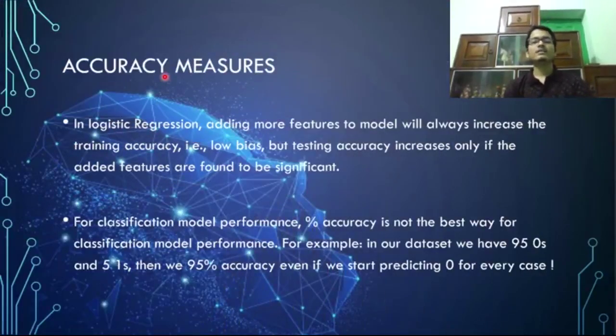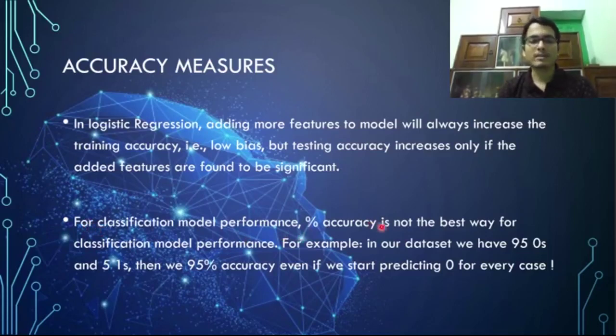So in logistic regression, adding more features to the model will always increase the training accuracy, that is low bias, but the testing accuracy increases only if the added features are found to be significant. This is a major thing which you need to keep in mind. For the classification model's performance, percentage accuracy is not the best measure. So let us see why it is not the best way.